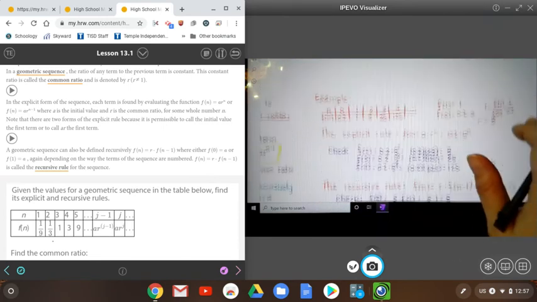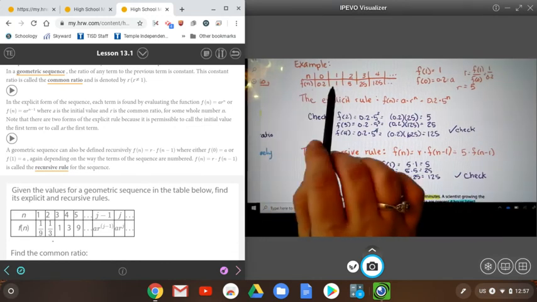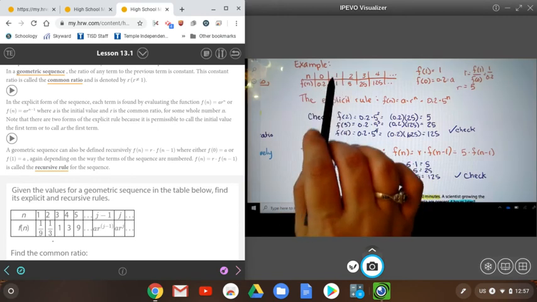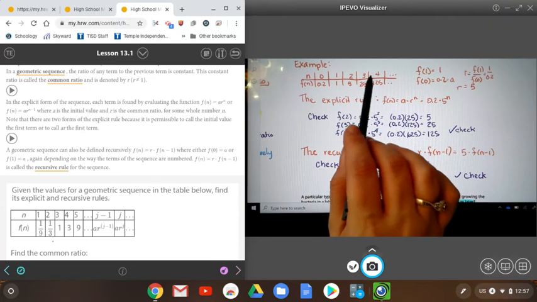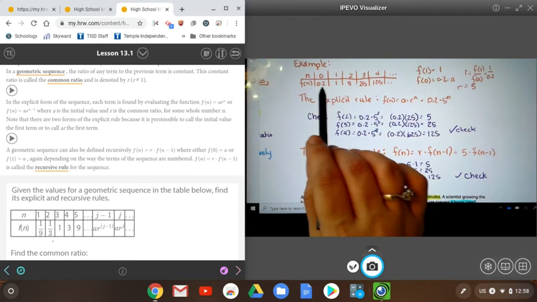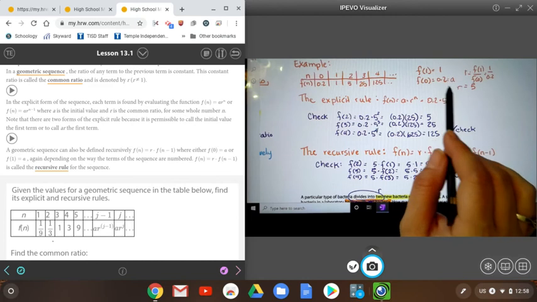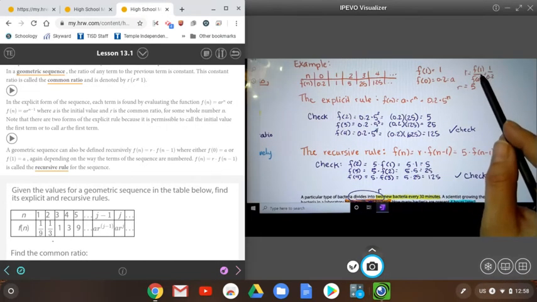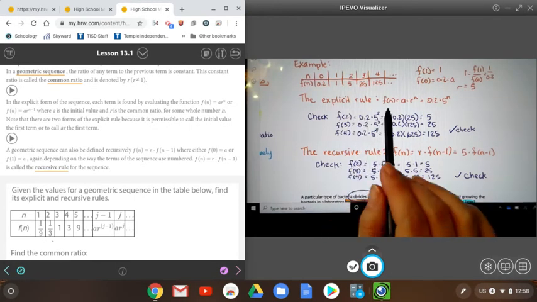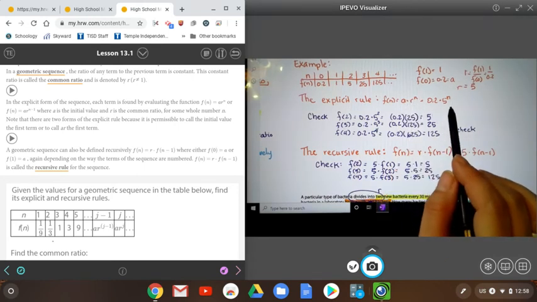Here's an example of a problem. We are given a table showing n of 0, f of 0 is 0.2, f of 1 is 1, f of 2 is 5, f of 3 is 25, and f of 4 is 125. The two important pieces are these first two. f of 1 is equal to 1, f of 0 is equal to 0.2, which gives us our a. To get r, we're going to take f of 1 and f of 0 and divide those, 1 divided by 0.2, which gives us r. So the explicit form would be f of n is equal to a times r to the n, which is 0.2 times 5 to the n.